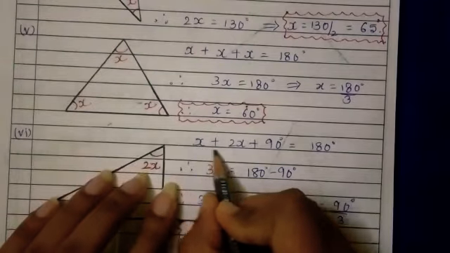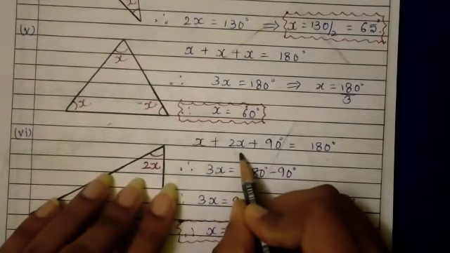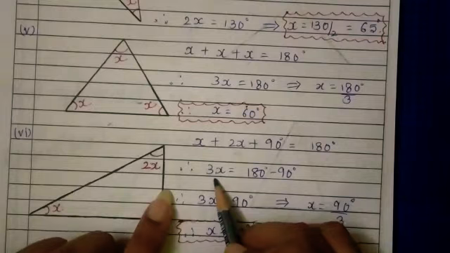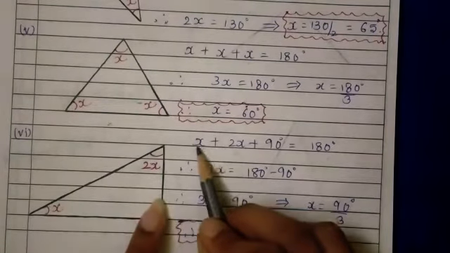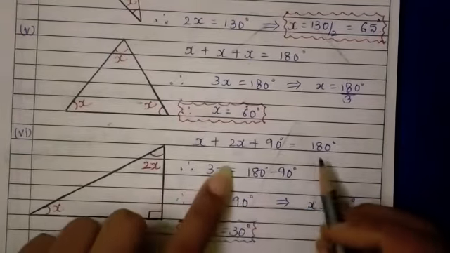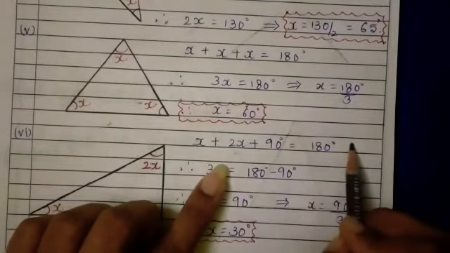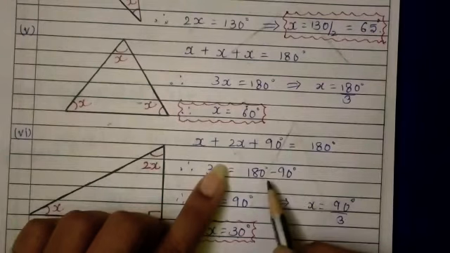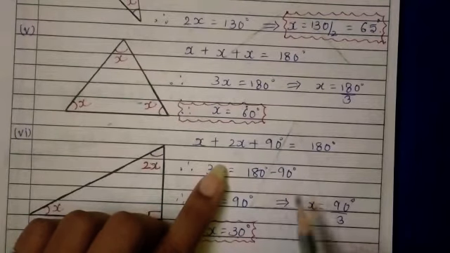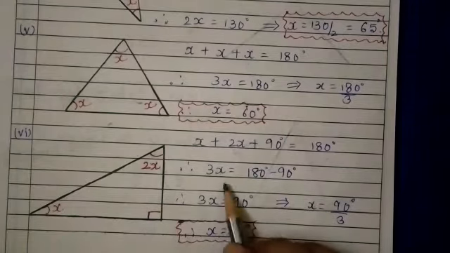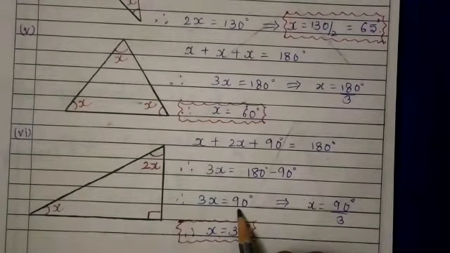Now since these two are like terms, very easily they can be added. So x plus 2x will give me 3x. Okay, 2x plus 1 more x is 3x. Okay, and at the same time, transposing 90 to the RHS, we can write it as 180 minus 90. 90 will get subtracted. So this becomes 3x is equal to 90 degrees.